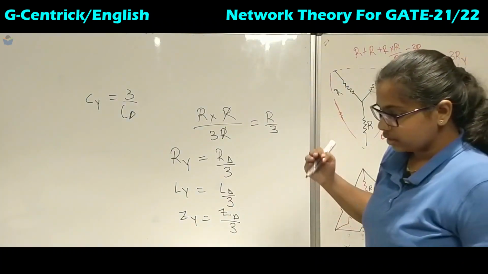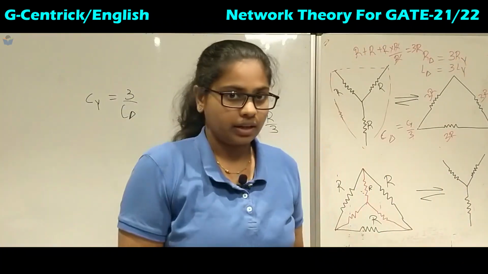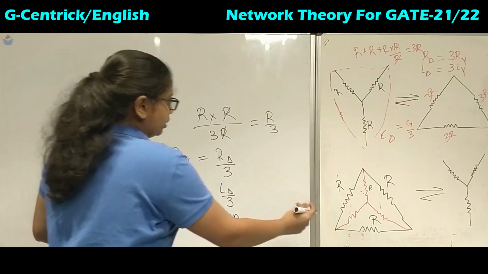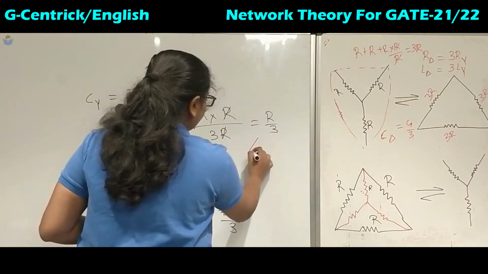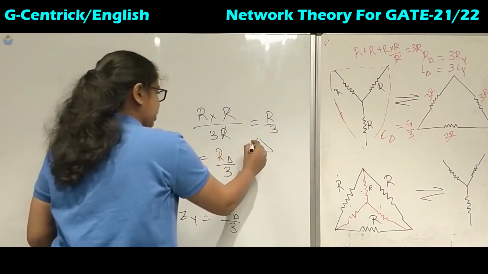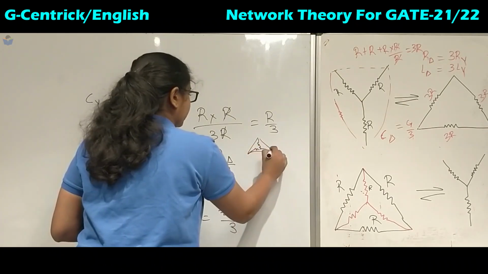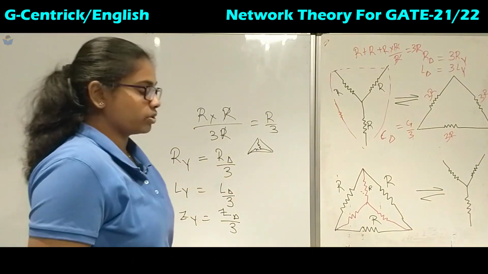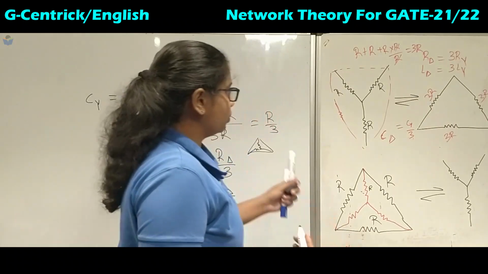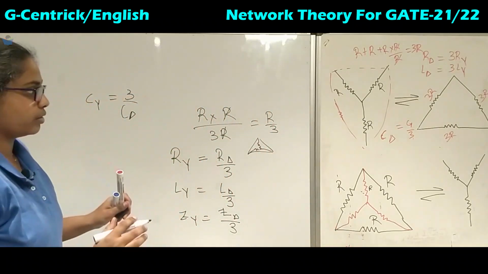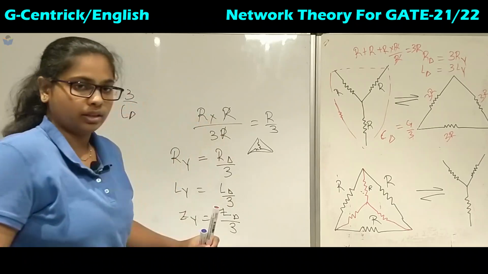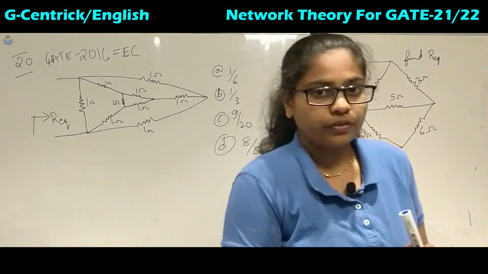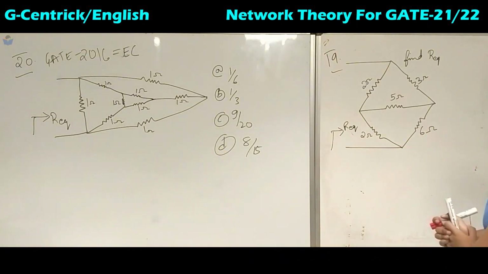So if there is any confusion in converting, just take the part that is given. If it is given delta, then draw the imaginary lines for converting it into star, then fix it into the circuit. Okay, that is the easiest method. So this is the conversion, and we will see problems based on the conversion.